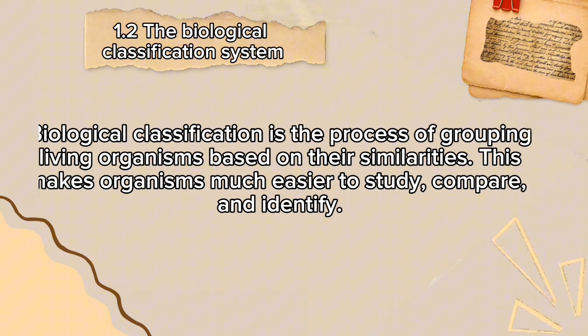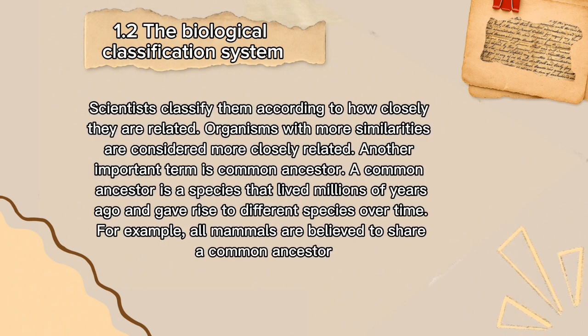Biological classification is the process of grouping living organisms based on their similarities. This makes organisms much easier to study, compare, and identify. Scientists don't group organisms randomly. They classify them according to how closely they are related. Organisms with more similarities are considered more closely related.